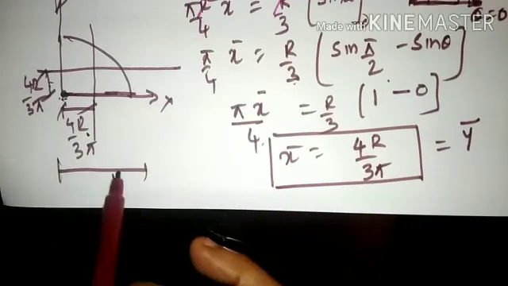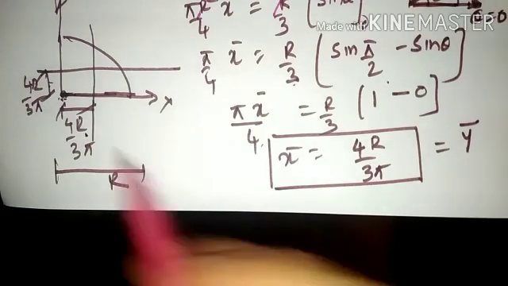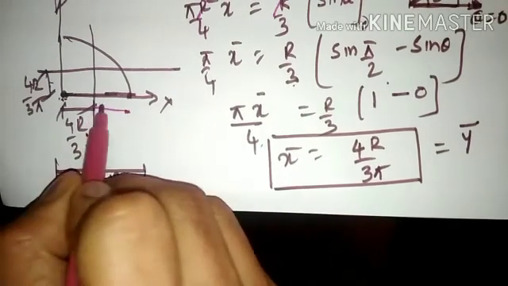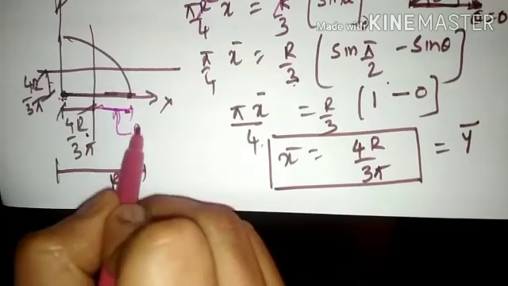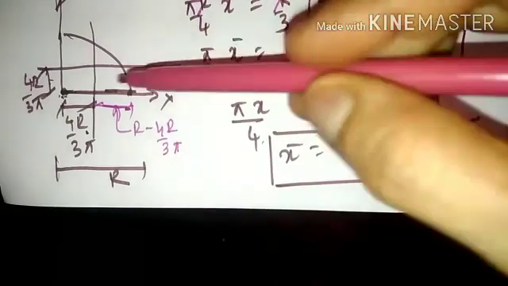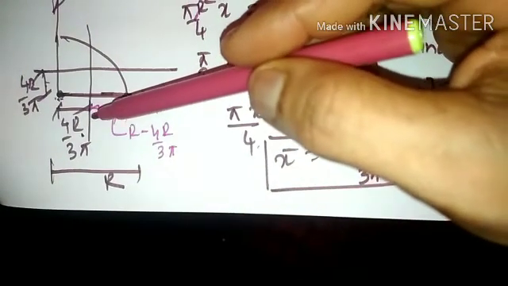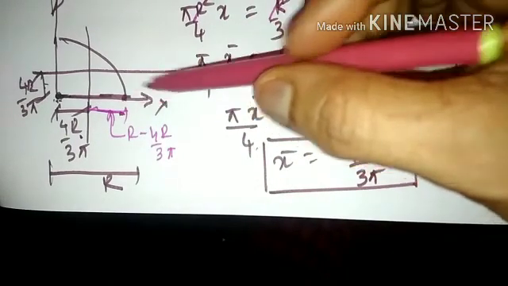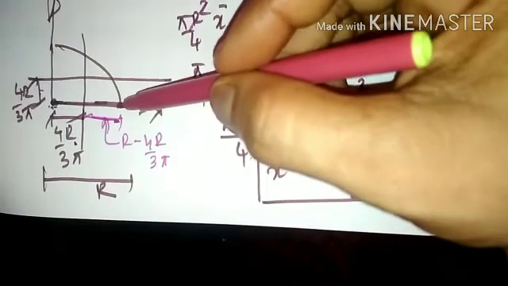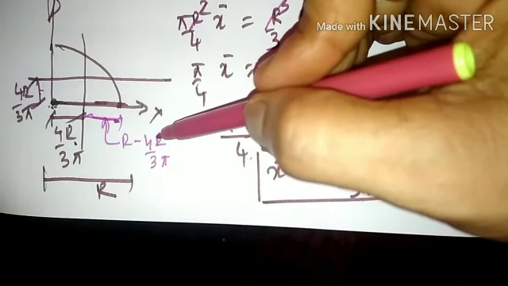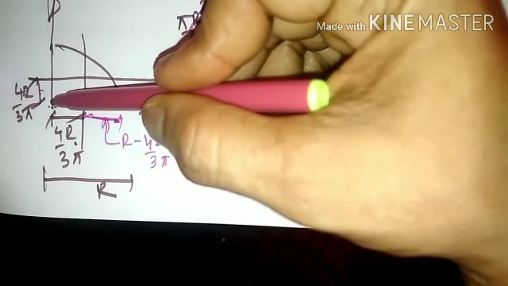As the total distance is r, if we move with respect to the curve portion, the centroid distance would be r minus 4r by 3 pi. So we cannot directly consider 4r by 3 pi for all the problems that we will come across. Whenever the quarter circular portion starts from the curve portion, in that condition it has to be considered as r minus 4r by 3 pi. When it starts from the straight line, it has to be considered as 4r by 3 pi.